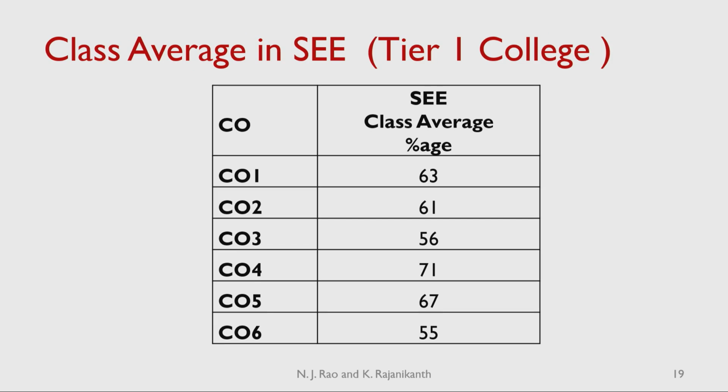Now for the same tier 1 college, let us look at the performance in the semester end examinations. Because it is a tier 1 institute, it has access to all the relevant data and it can determine the performance of the students CO wise. So we get for CO1 the class average is 63%, for CO2 it is 61% and so on. Notice that because it is a tier 1 institute, we are able to compute the class average CO wise. So we get the attainment from SEE for each CO.